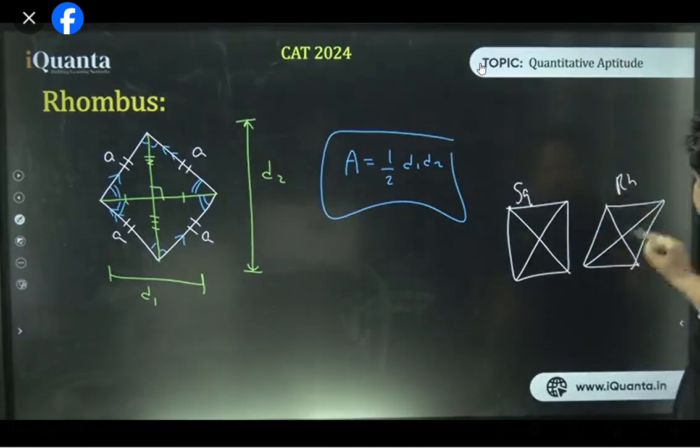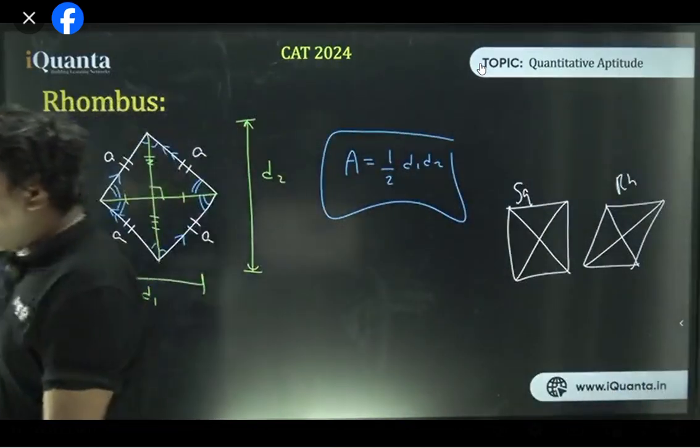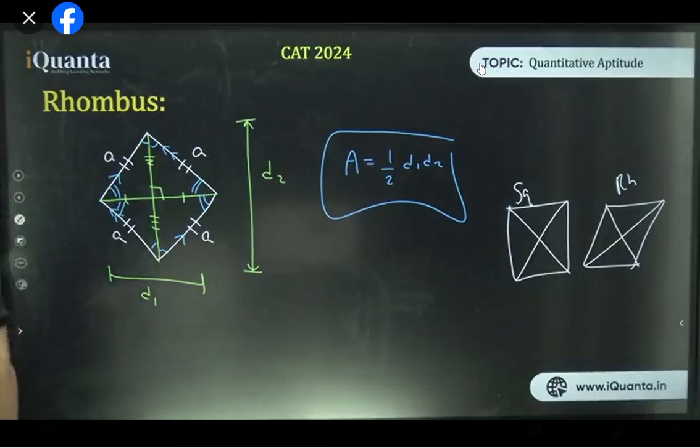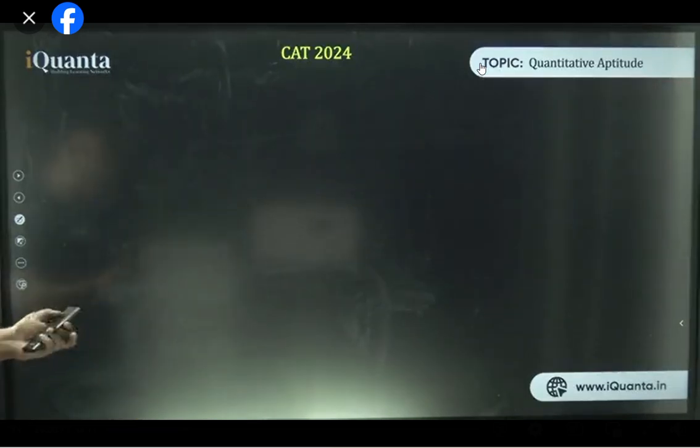So this was a square and this is a rhombus. The diagonals would not necessarily be equal. Clear? Now I think it's clear to everyone. Visualize? Cool. Okay, now comes trapezium.